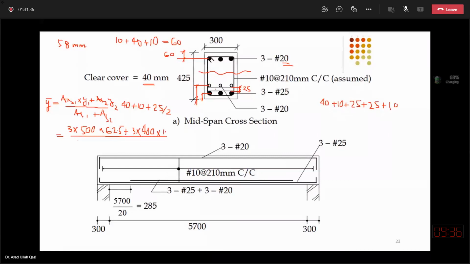Divided by plus. Please open your mics and tell me the answer of the center of the steel from the bottom, because we have taken 75 millimeter in our calculations.